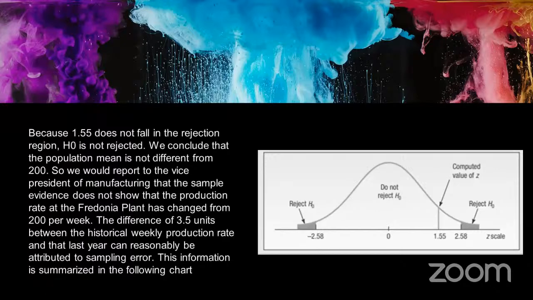Because 1.55 does not fall in the rejection region, H sub 0 is not rejected. We conclude that the population mean is not different from 200. So we would report to the Vice President of Manufacturing that the sample evidence does not show that the production rate at the Fredonia plant has changed from 200 per week. The difference of 3.5 units between the historical weekly production rate and that last year can reasonably be attributed to sampling error. This information is summarized in the following chart.